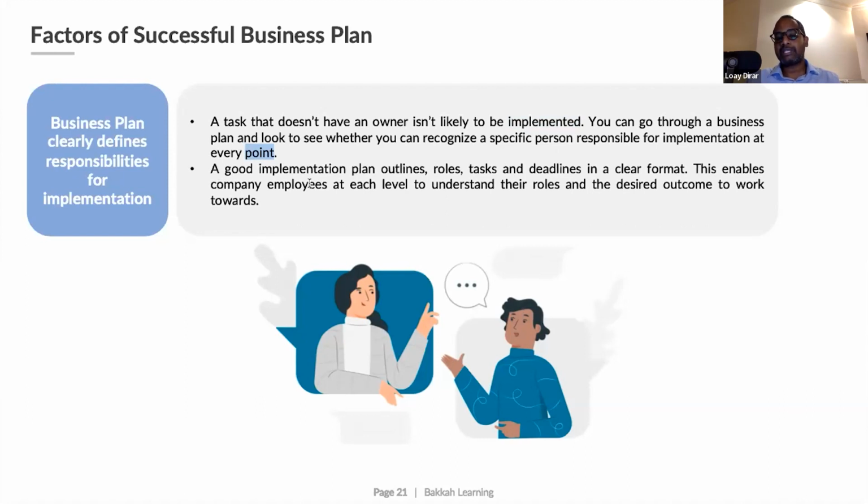Okay, a good implementation plan outlines roles, tasks, and deadlines in a clear format. This enables company employees at each level to understand their roles and the desired outcome to work towards. So whenever you do have a business plan, it's going to help you set clear roles and rules for your team members when it comes to translating the business plan into an actual output.